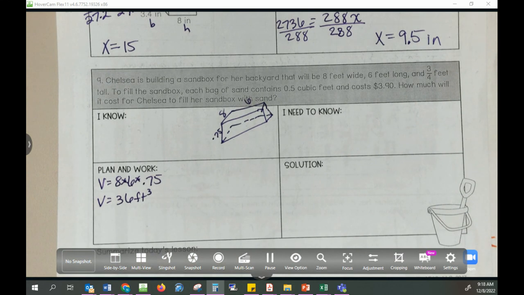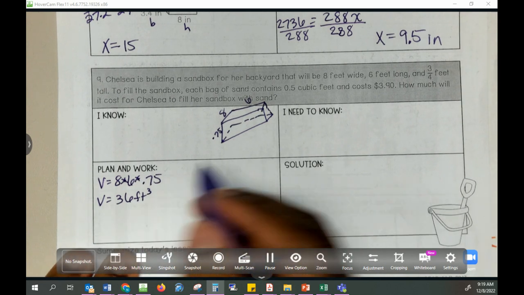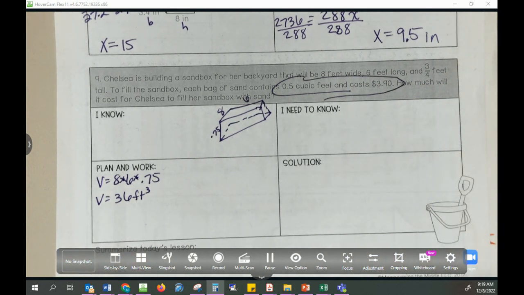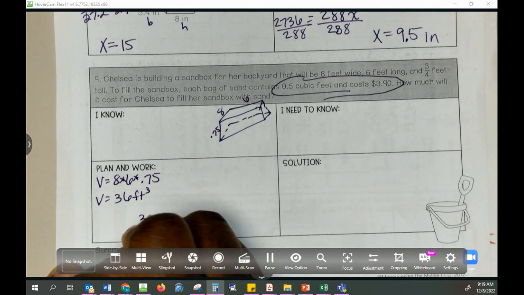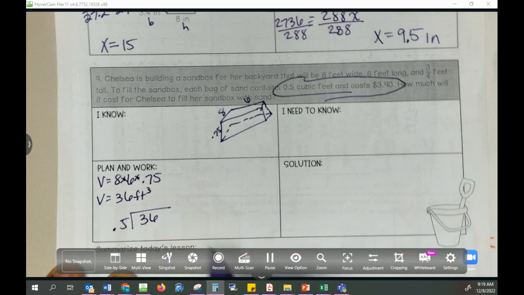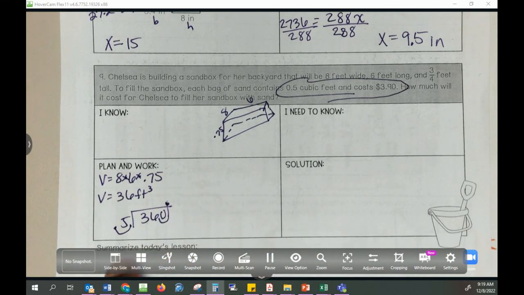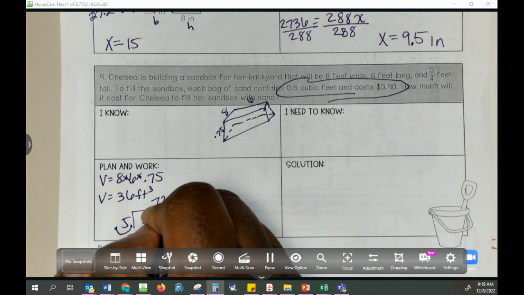All right. Then you multiply that. Well, actually, no, you divide it by 0.5. So now he said that we will divide by 0.5 because 0.5 is the cubic feet of each bag, even though it costs $3.90. So we'll say 36, but we got to move the decimal once, which moves it here and up. So we add a 0. And what did we get when you did this part? I got 72. So he got 72.